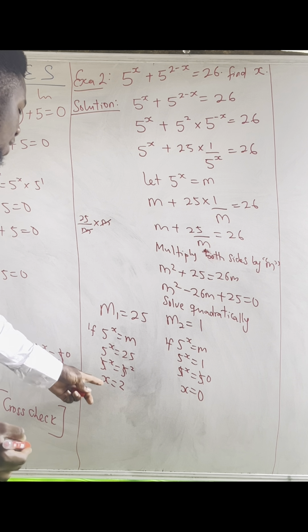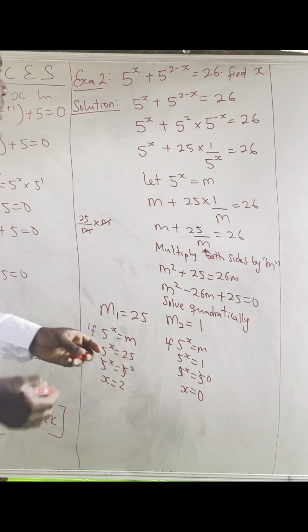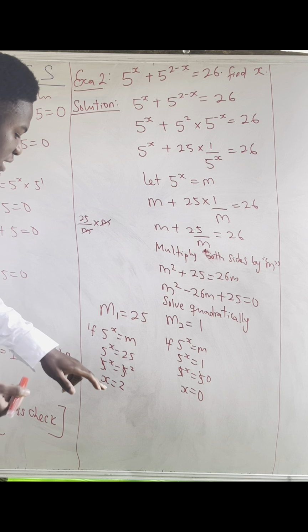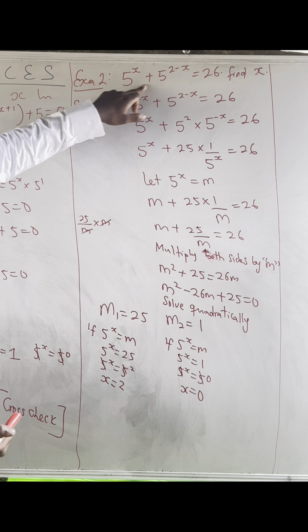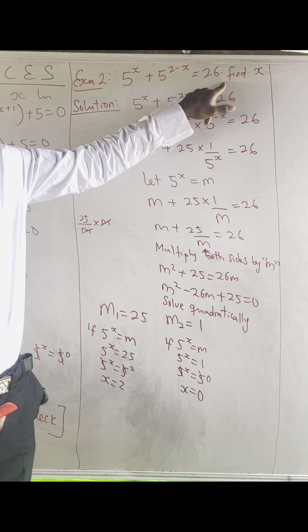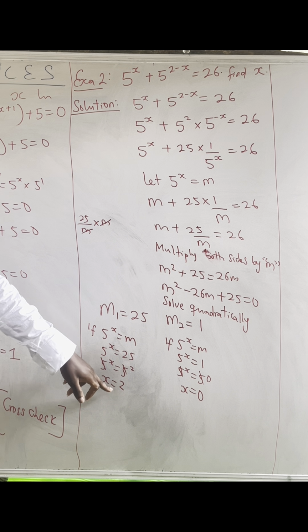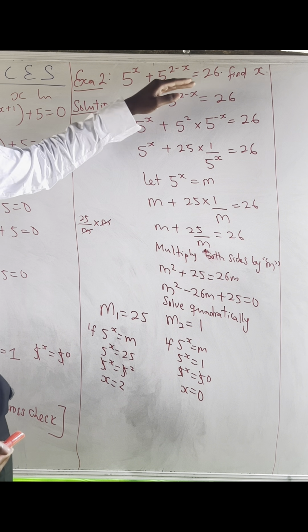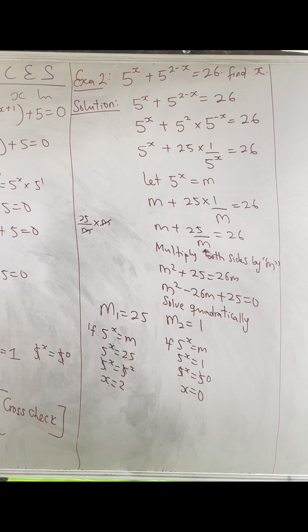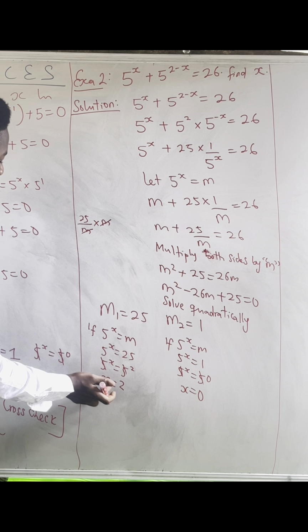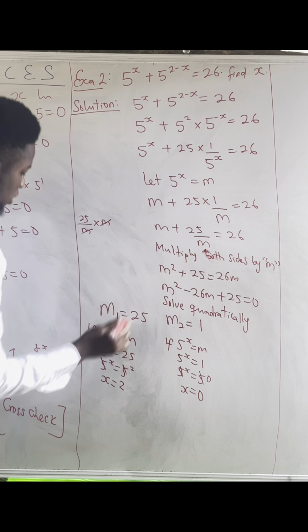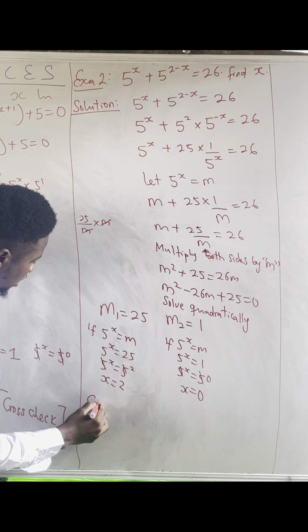Now, if truly the value of x is 2, then you know that if I substitute this value of x, which is 2, into this expression here, I must get what is on the right hand side. If I substitute the value of x to be 2 in the left hand side, I must get the value on the right hand side. So let me check. If x is equal to 2, this expression will change to 5 raised to power, let me write, cross check.